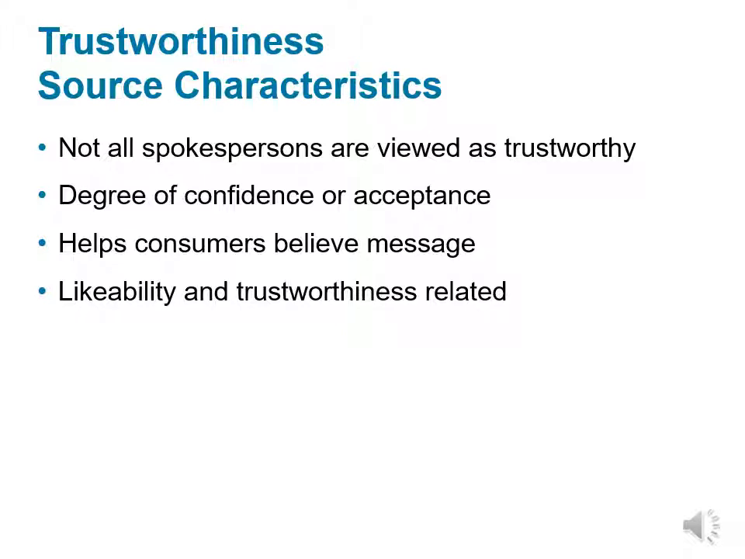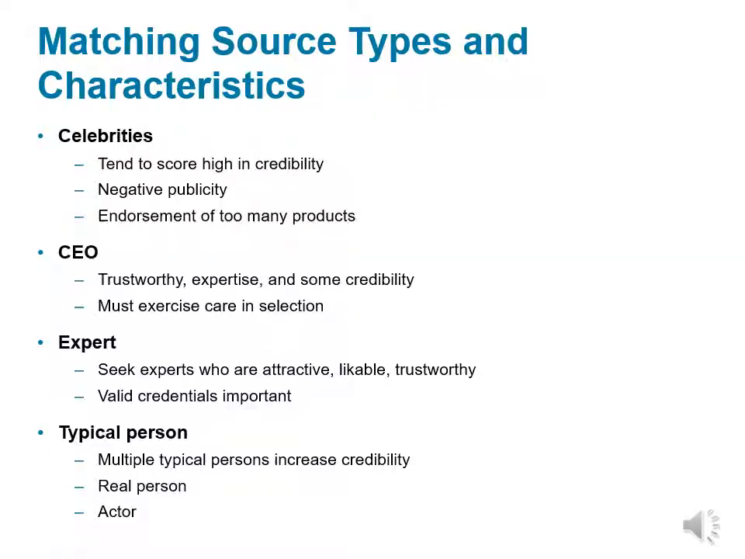Likability and trustworthiness are closely related. Spokespersons with higher levels of expertise are viewed as being more credible. Expertise is often connected to a person's livelihood or occupation. Willie Robertson would be seen as an expert for vehicle lift suspension kits. In choosing a spokesperson, it is important to match source types with characteristics.